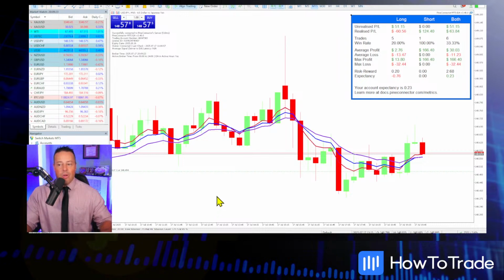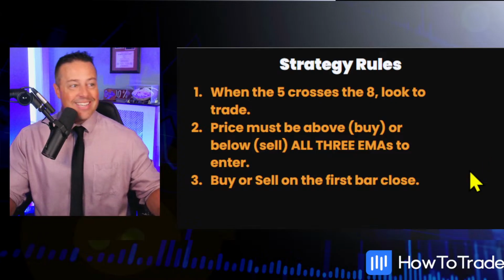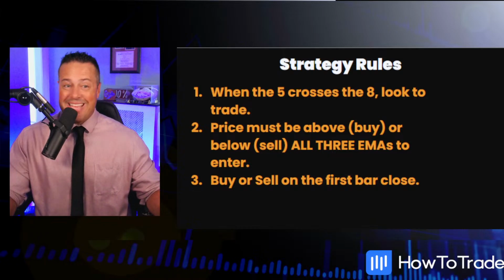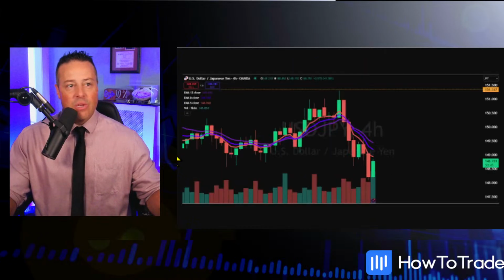Okay, so the question becomes, how do we trade it? How do we trade it successfully? Here are our rules. Very, very simple, very straightforward. When the 5 crosses the 8, we're going to look to trade. Price must be above for a buy or below for a sell on all 3 EMAs to enter the market. That's key. The 13 is key. And then we buy or sell on the first bar close. That's it.